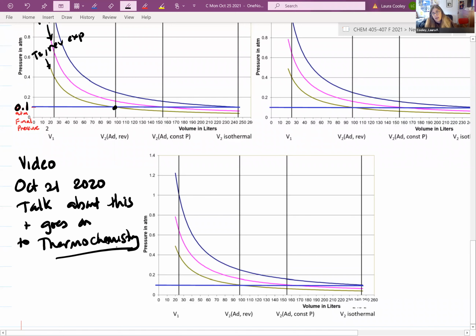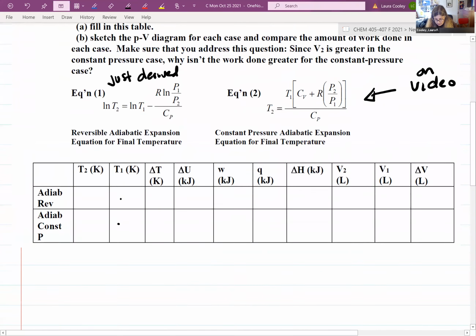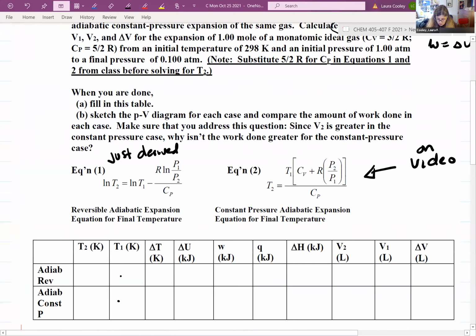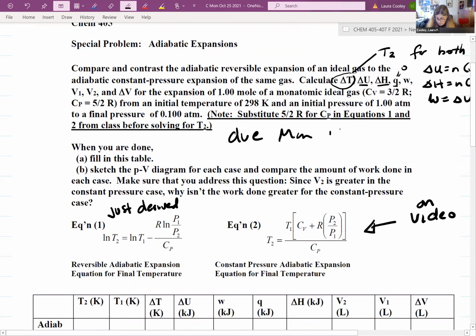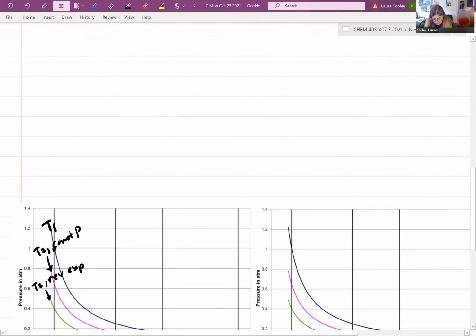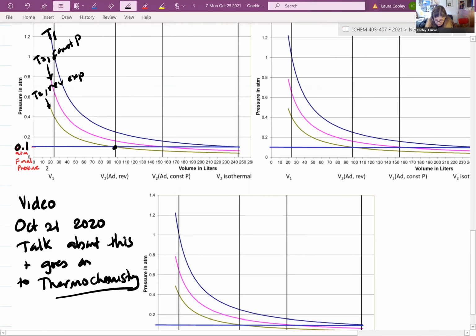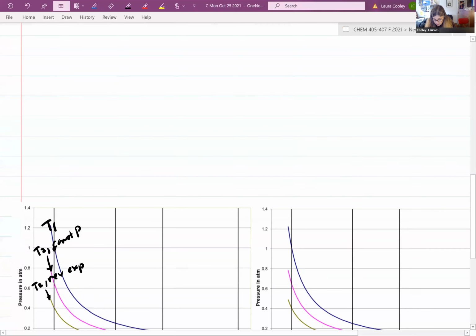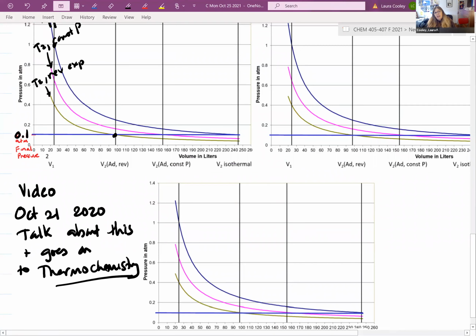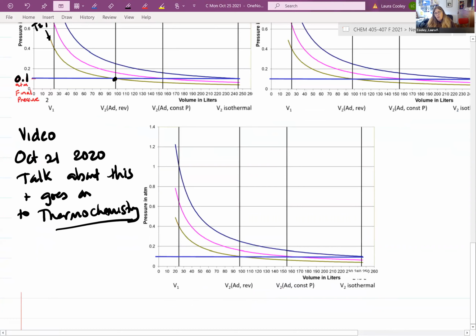And I will start thermochemistry on Monday, the 25th. I don't know how far I'll get, but this video starts with going over this adiabatic special problem. This is also due Monday, November 1. And so it starts by talking about this special problem, and it goes on to thermochemistry. And I will go as far as thermochemistry as I can on Monday, October 25th. And then you'll be able to watch this video. It goes up to standard enthalpies of formation.